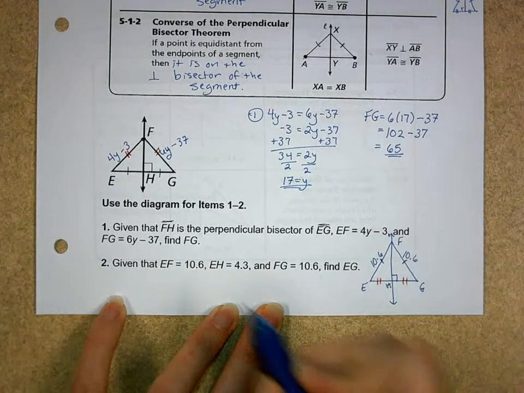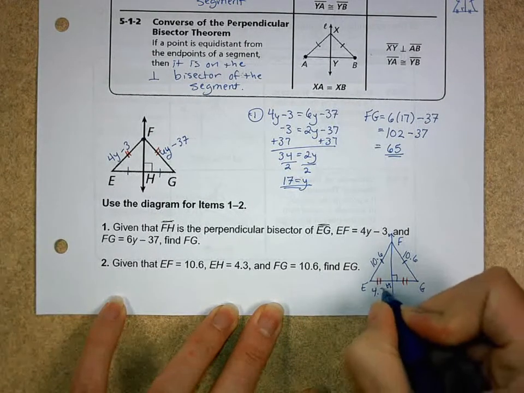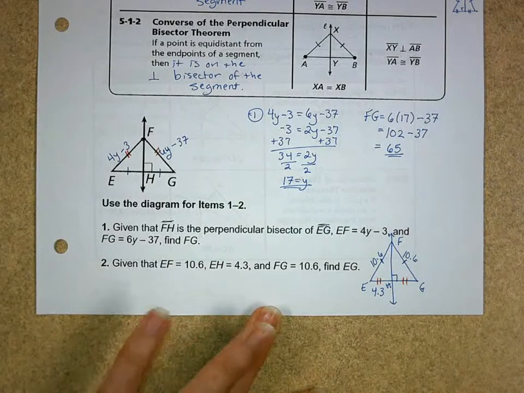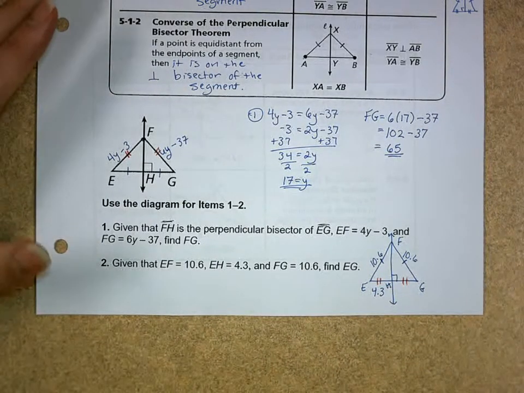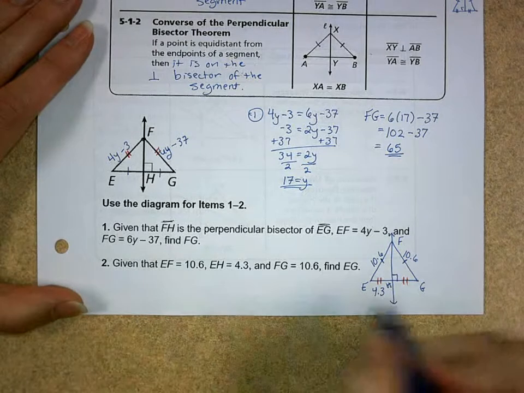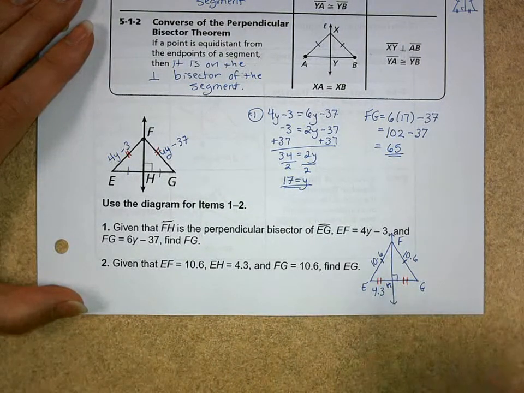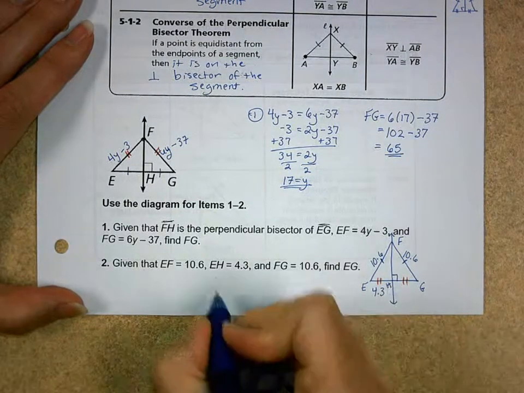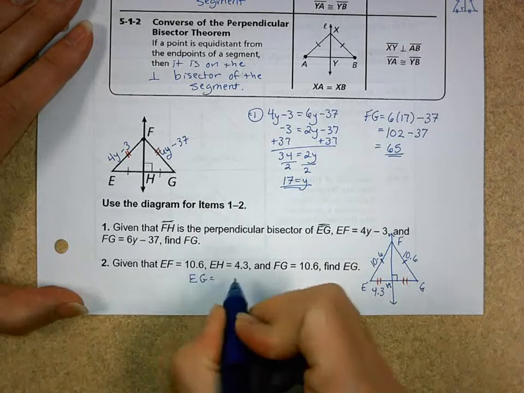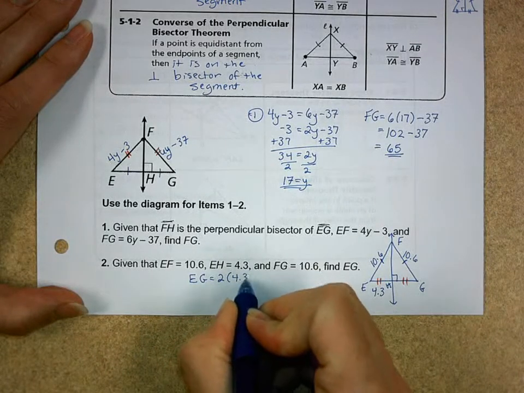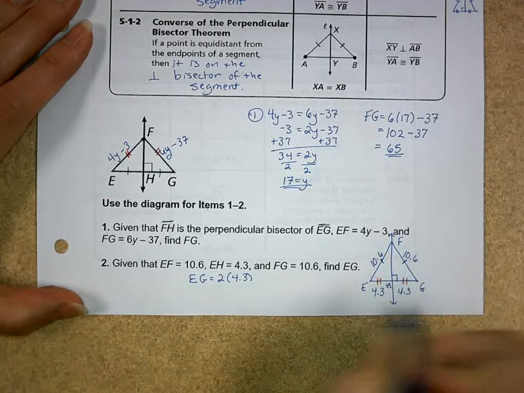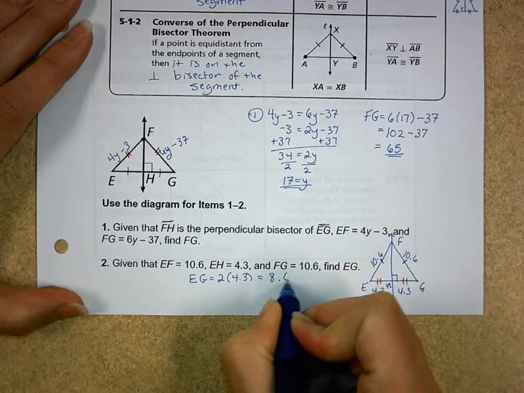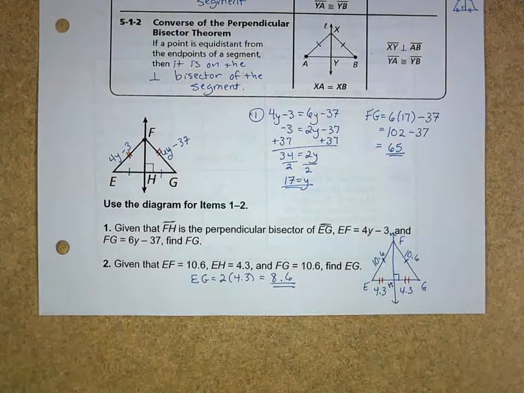Now I'm going to go ahead and finish filling in the information. They tell me EH is 4.3. Well, how do I find the length of segment EG? Well, those had to be the same because it's on the perpendicular bisector. To get EG, you just got to go 2 times 4.3, because I know that one's 4.3, which is 8.6. So we can use those. All right, we're going to go to the other page and work some more examples together.